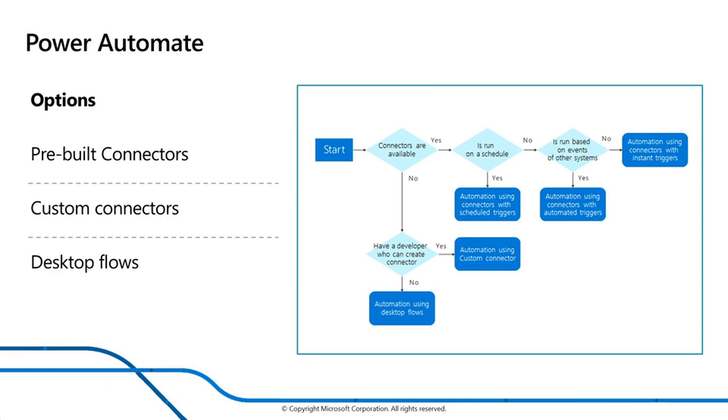Yes or no? So you can create a new custom connector, or you can automate using desktop flows. So if the connector is available, you can maybe run on a schedule. So you can automate using a connector with a scheduled trigger. If no, you can run based on an event or other system. If yes, you can automate using a connector with automated triggers, or no, you can automate using a connector with an instant trigger. So this small diagram can help you in deciding if you need to develop a custom API or a custom connector or not.